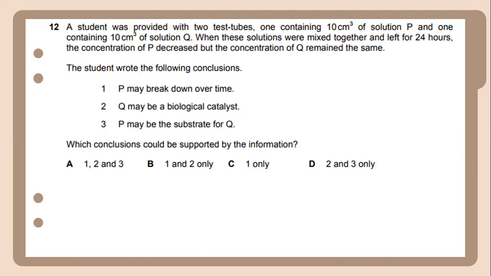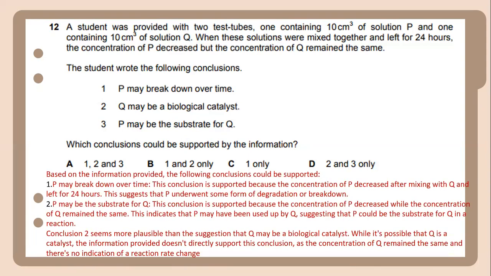Number 12, a student was provided with 2 test tubes, one containing 10 cubic centimeters of solution P and one containing 10 cubic centimeters of solution Q. When these solutions are mixed together and left for 24 hours, the concentration of P decreases, but the concentration of Q remains the same. The student wrote the following conclusions. P may break down over time. Q may be a biological catalyst, and P may be the substrate for Q. Which conclusion could be supported by the information?